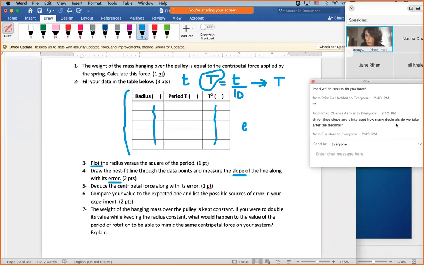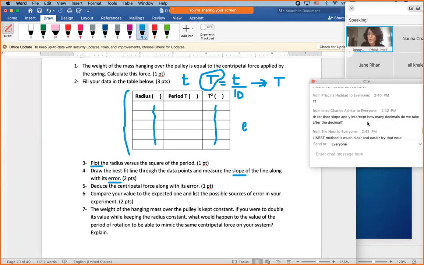The slope, how many decimals do we take after the decimal point? All right, for the slope, you look at the error on the slope. If the error on the slope is 1 decimal, round your slope to 1 decimal. If the error on the slope is 2 decimals, round the slope to 2 decimals, okay? Now, concerning the y-intercept, ignore it because the y-intercept is supposedly 0 or very close to 0. Otherwise, you have to find the uncertainty on the y-intercept and do the rounding, but I don't want you to go there, just for you to decrease the time wasted on this.